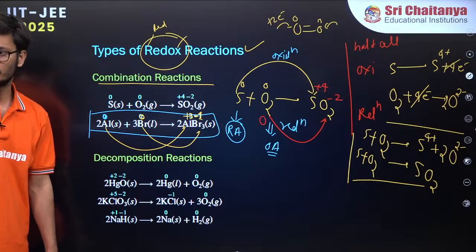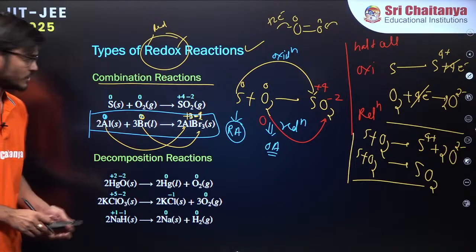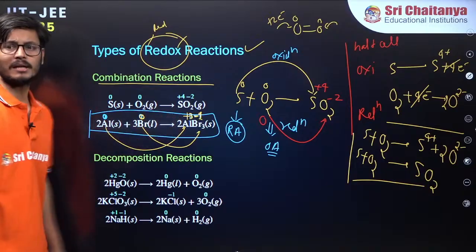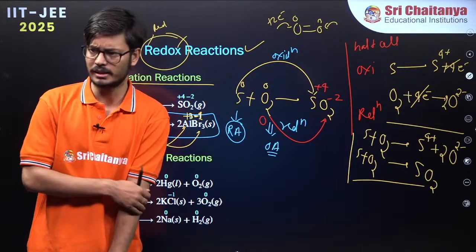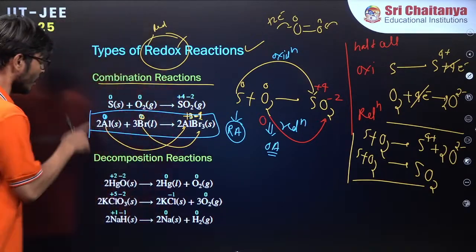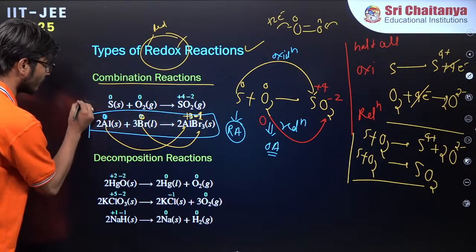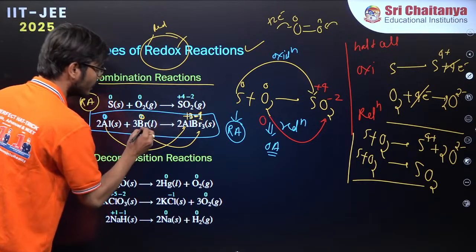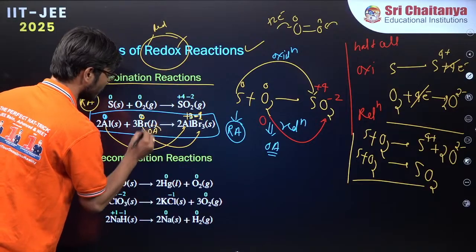The thermite reaction is also an example. Aluminium is a reducing agent. Yes, because it is doing self का oxidation. Because metallurgy में most of the reactions are oxidation and reduction reactions, redox reactions. So aluminium का self oxidation, therefore it is a reducing agent. And bromine का self reduction, therefore this is acting as an oxidizing agent.